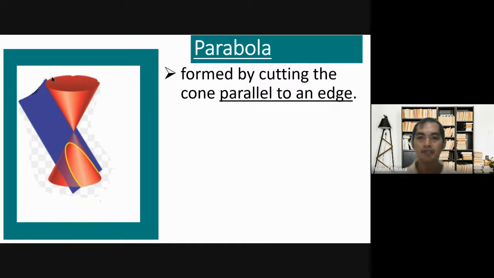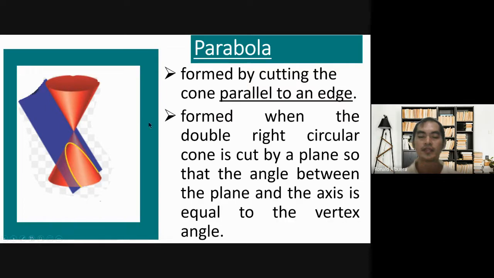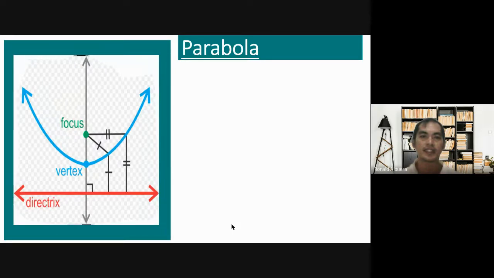It is formed by cutting the cone parallel to an edge. Or it is formed when the double right circular cone is cut by a plane so that the angle between the plane and the axis is equal to the vertex angle. Okay. Meron ditong illustration ng parabola.